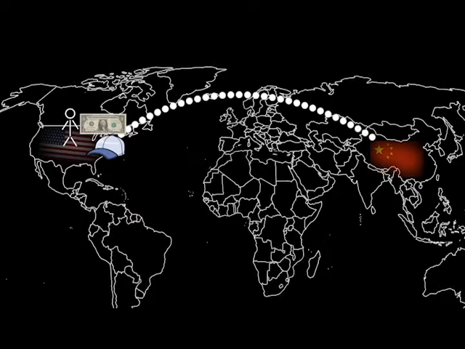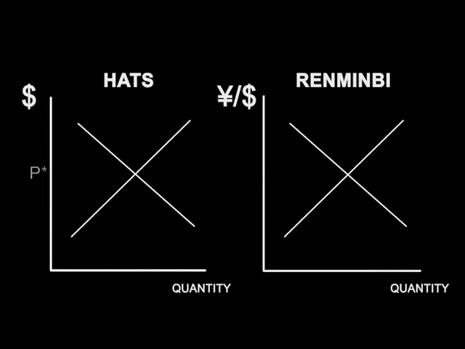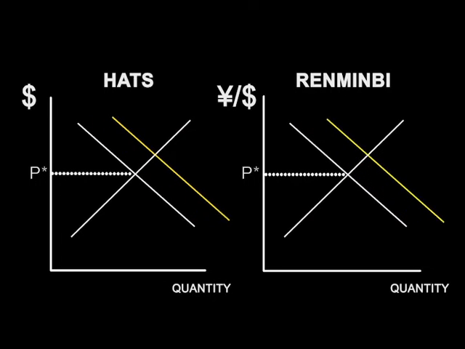But what happens behind the scenes is that your American dollars are then exchanged for Chinese renminbi, which is paid to the hat seller. Thus, demand for Chinese goods creates demand for Chinese renminbi. And just like in a market for a normal good, an increase in demand for a currency increases the value of that currency. So how does this relate to the deficit?